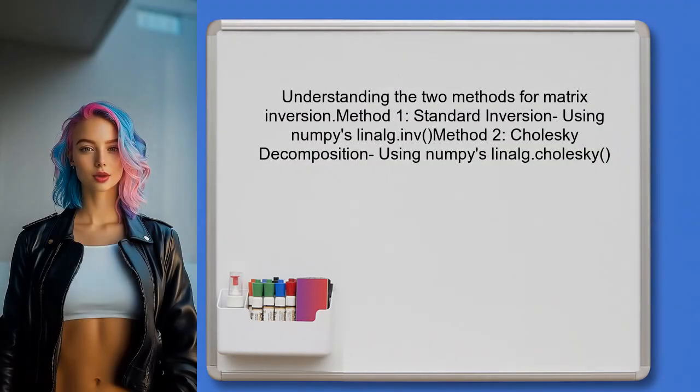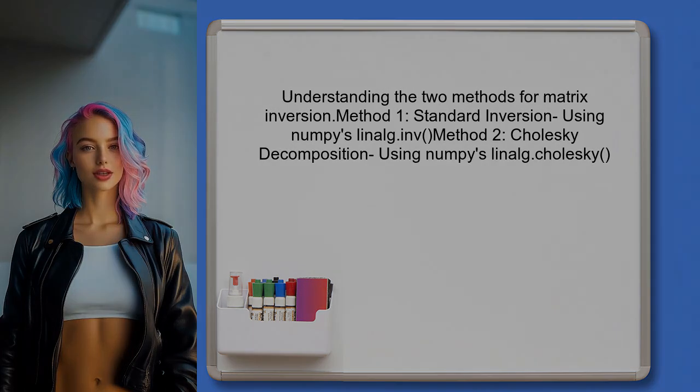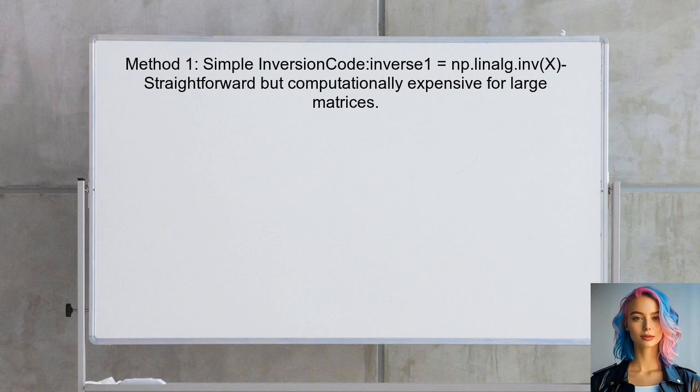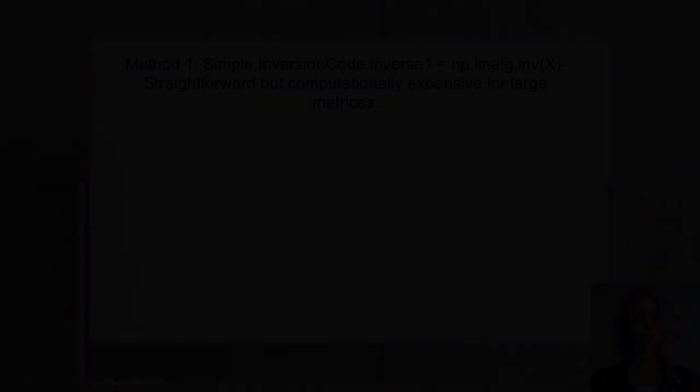To begin, the user should understand the two methods for matrix inversion. The first method uses the standard NumPy function, while the second method employs Cholesky decomposition. Let's explore how each method works. The user can see that the first method, which is the simple inversion, is executed with the command numpy.linalg.inv of the matrix X. This method is straightforward but can be computationally expensive for large matrices.